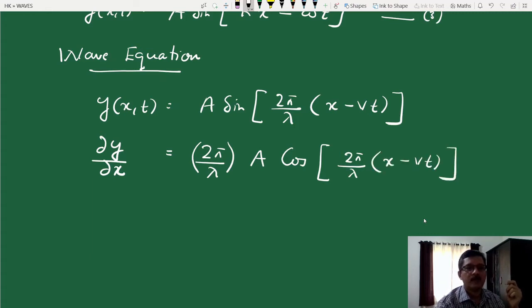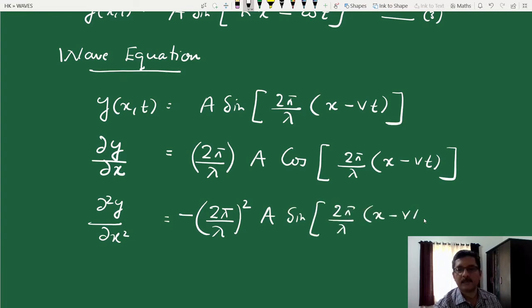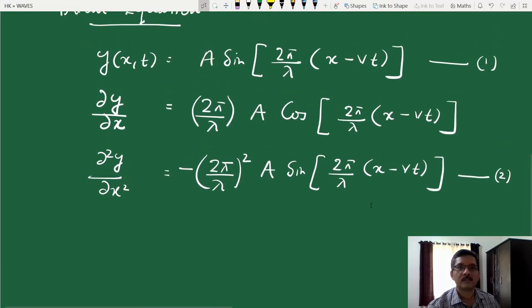Take one more derivative. So second derivative with respect to x. Now the derivative of cosine function is minus sine function. Again the coefficient of x will come out, one more 2 pi by lambda. So we have 2 pi by lambda squared, and we have a minus sine function. So minus a sine 2 pi by lambda x minus vt. So we start with equation 1 and we reach here. Let us call it equation 2. Earlier I have used equation 2 and 3. Don't worry about that. Let us start the numbering freshly.